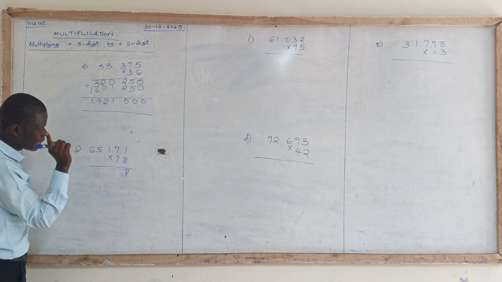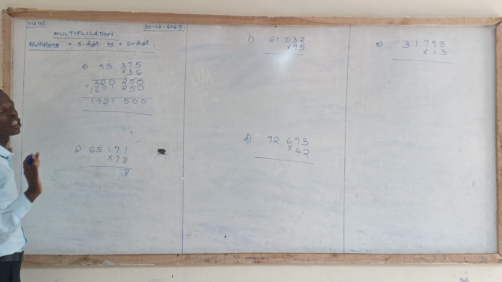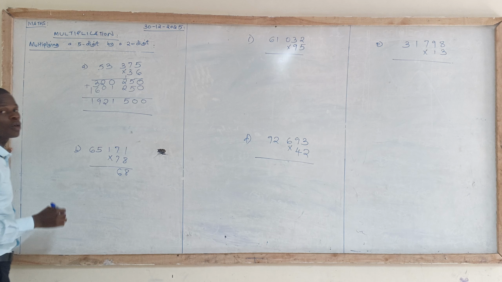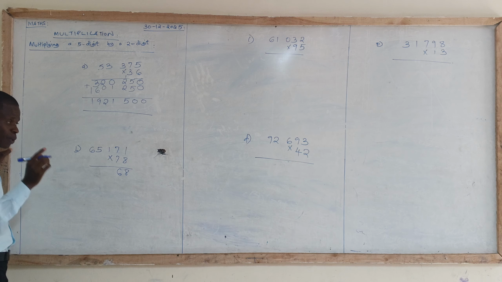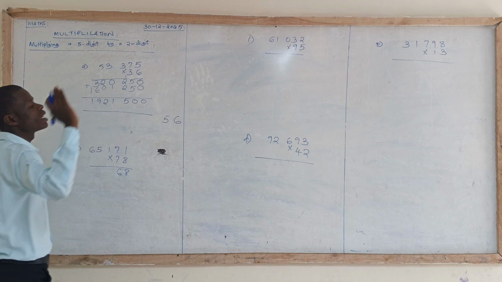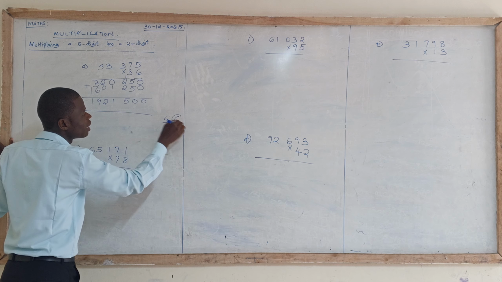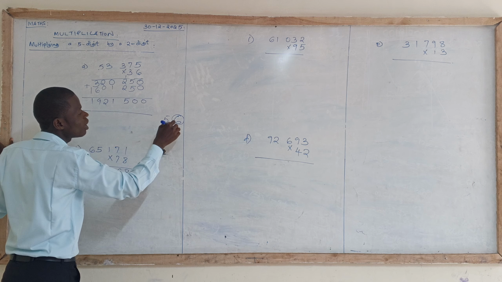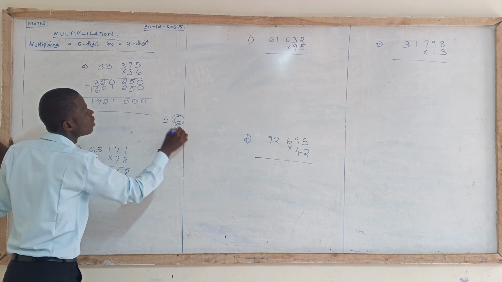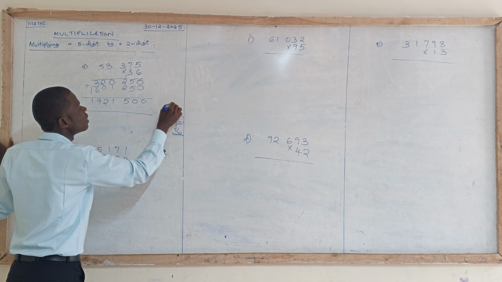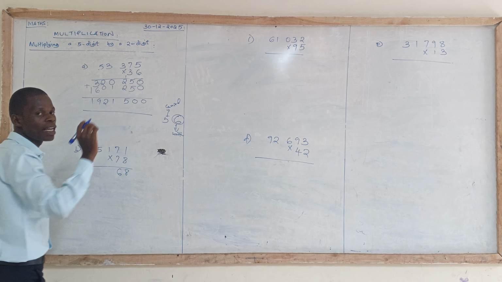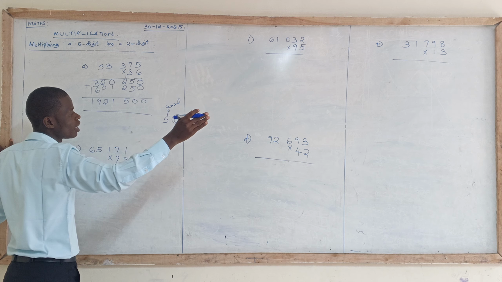Remember, we never carried something because 8 times 1 is 8, so there's nothing to carry. So 8 times 7 is 56. We write 6, we carry 5. For those people who do not know, if you have 56, this is a 2-digit number. We carry the number on the left, and we write the number on the right. So this now is written, and this one is carried.